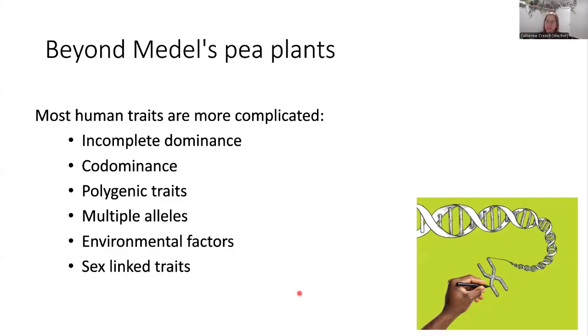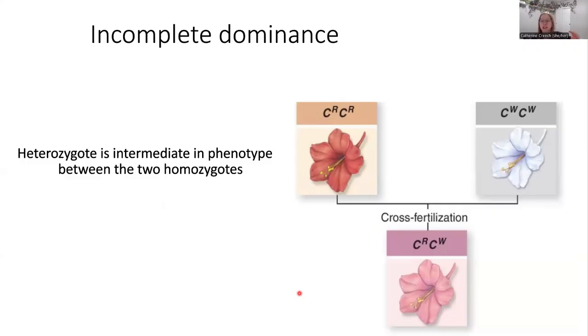The first thing is incomplete dominance. Incomplete dominance is where your heterozygote is an intermediate between the two homozygous parents. For example, if I had a red flower and a white flower, and it produced a pink flower as an offspring, that's an intermediate between red and white.